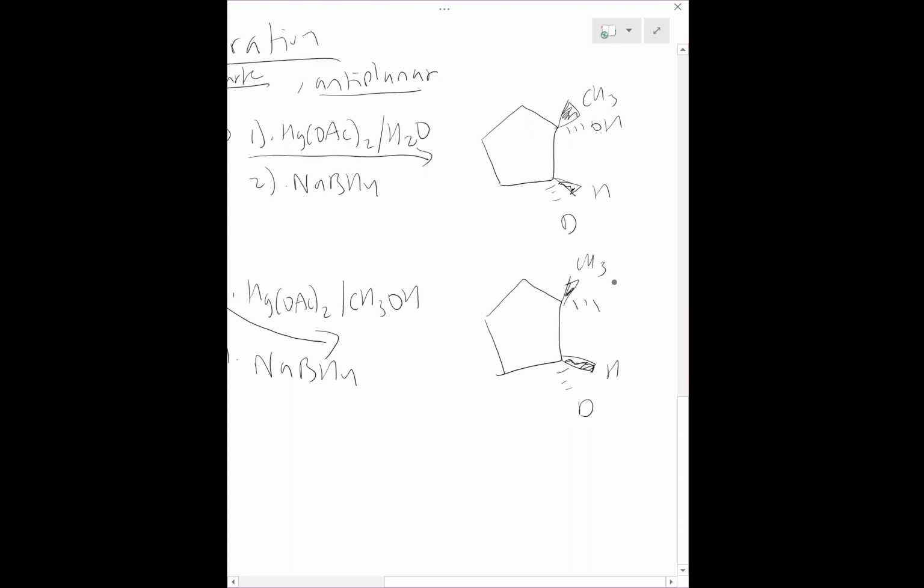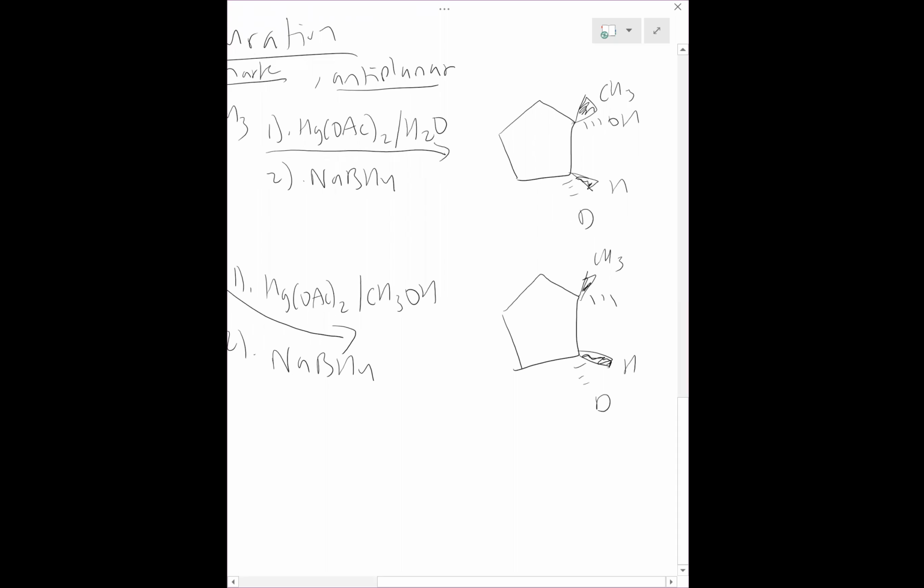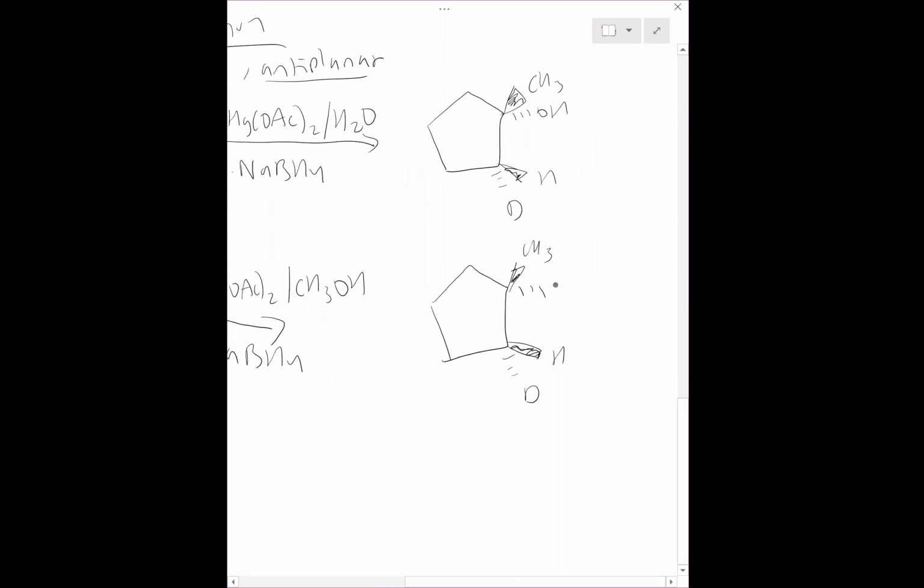What's coming off? What do you think will come off on the dash here? Do you have any idea? Correct, OCH3. But yeah, I'm hoping that's what you meant.